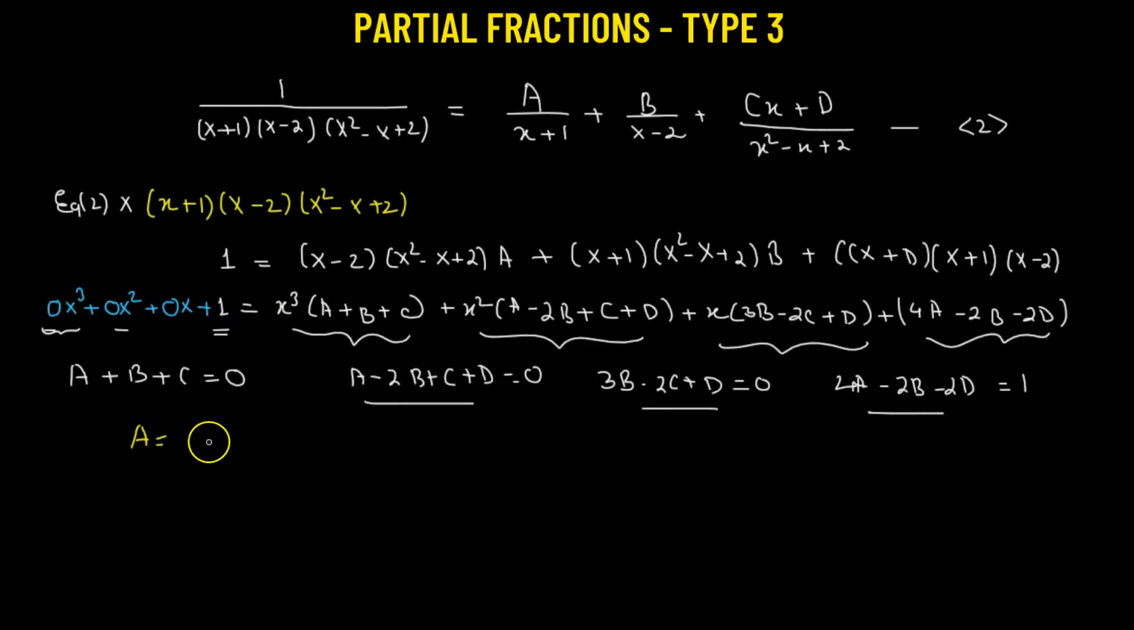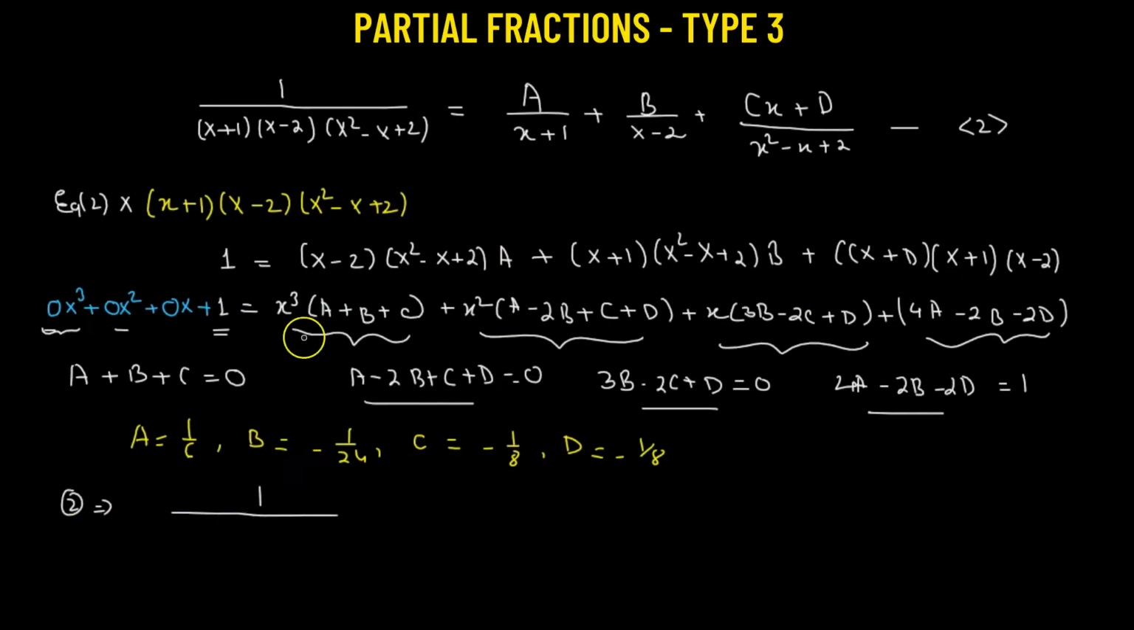So I'm just going to state the values of a, b, c, and d. Here a comes out to be equal to 1 over 6. b has the value negative 1 over 24. c is going to be equal to negative 1 over 8. And our value of d is also going to be negative 1 over 8. So we'll substitute these values back in number 2. So 2 is now going to give us 1 over x plus 1 times x minus 2, that's simply x squared plus x minus 2 multiplied to x squared minus x plus 2. That was our original rational fraction.